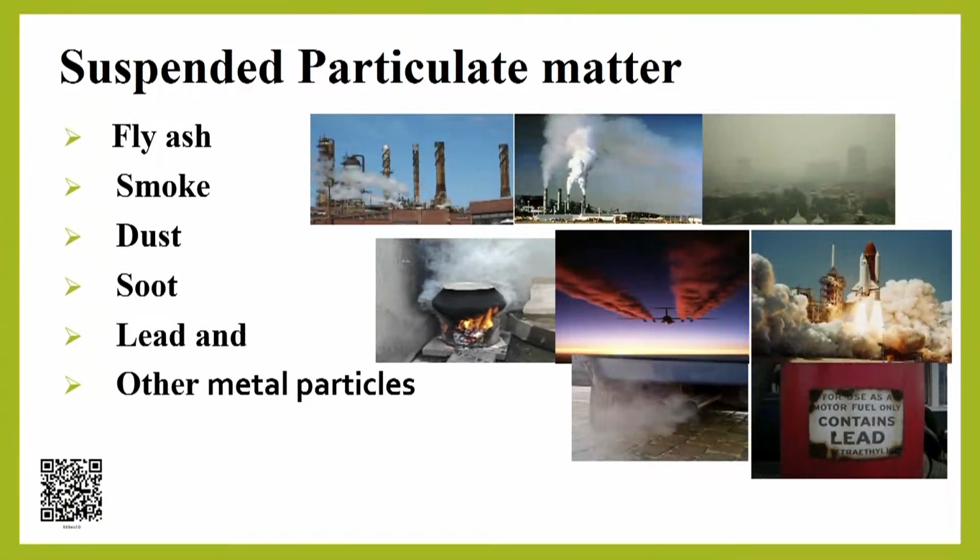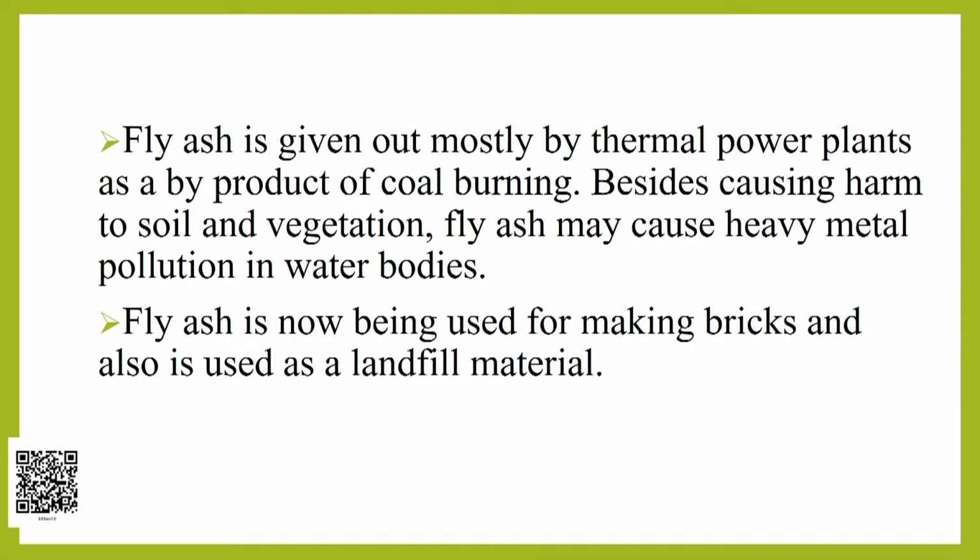So, there are some figures or examples of suspended particulate matter: fly ash, smoke, dust, soot, lead and other metal particles. Fly ash is given out mostly by thermal power plants as a byproduct of coal burning. Besides causing harm to soil and vegetation, fly ash may cause heavy metal pollution in water bodies too. Fly ash is now being used for making bricks and also as a landfill material.